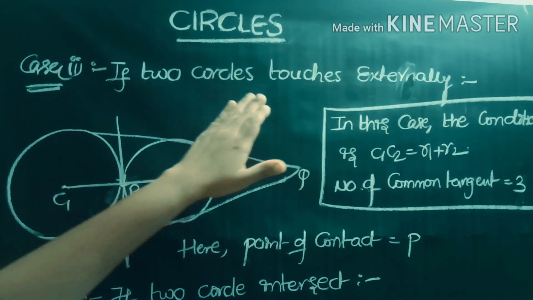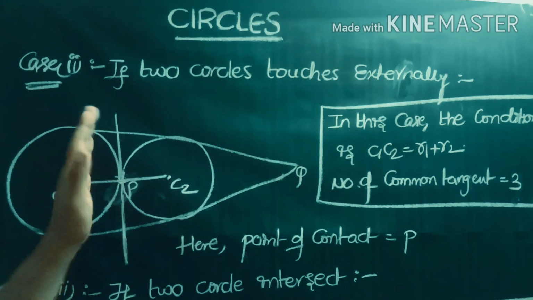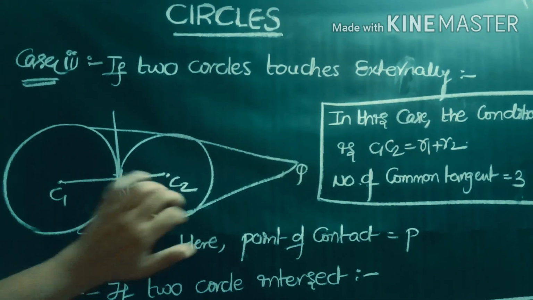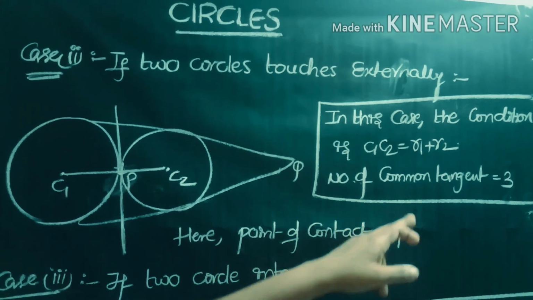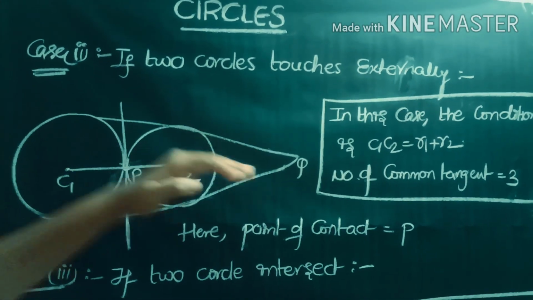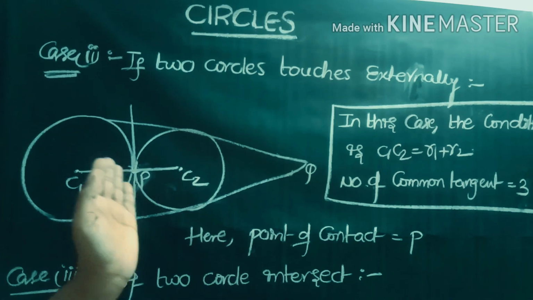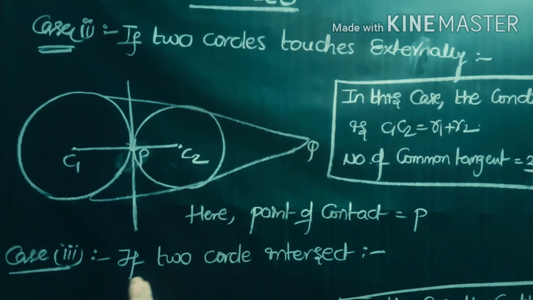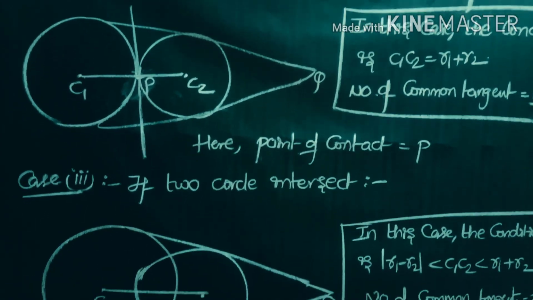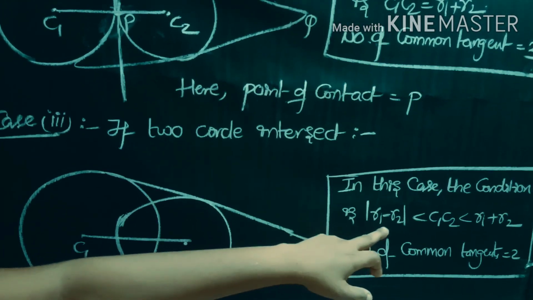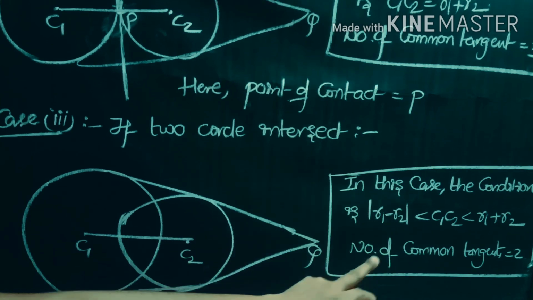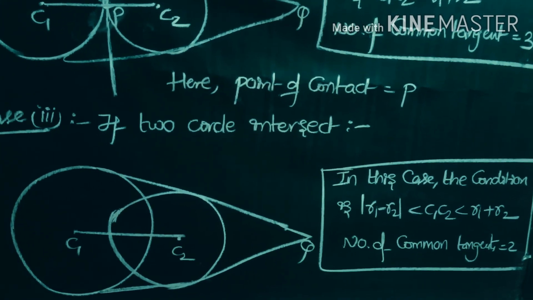The second case is if the two circles touch externally, that is, this is the diagram. In this case the condition is C1C2 is equal to R1 plus R2, and the number of common tangents is equal to 3. These are the common tangents 1, 2, 3. Here the point of contact is equal to the internal center of similitude. The next case, if the two circles intersect, intersect means like that. In this case the condition is modulus R1 minus R2 less than C1C2 less than R1 plus R2, and the number of common tangents is equal to 2.